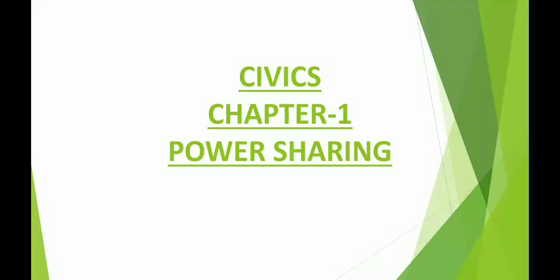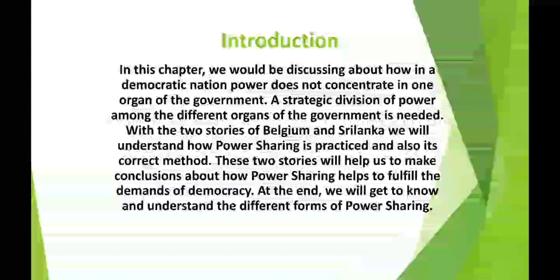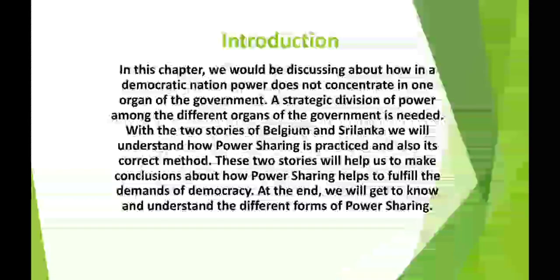So let's start our very first chapter of the course, that is power sharing. In this chapter, we will be discussing how in a democratic nation power does not concentrate in just one organ of the government. It needs an arrangement of power sharing where one organ can keep a check on the other, and what are the correct forms of power sharing. With the examples of Belgium and Sri Lanka, we will understand how it is to be practiced and also the correct method. And at last, we will know what are the different forms of power sharing.